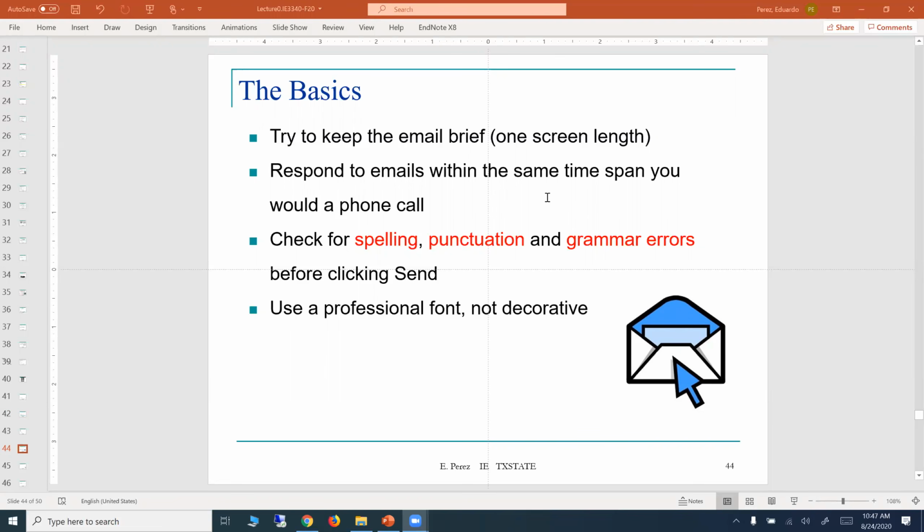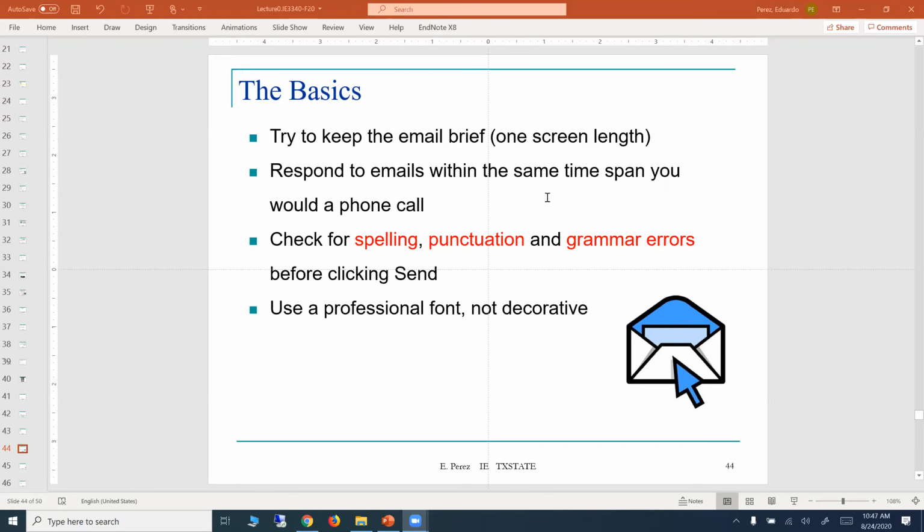But that will not happen unless it is really needed. The emails that you will get are class emails, same information for everybody. But if I send you an email to you independently, then that means that it's something important that needs to be addressed quickly. Use a professional font, not decorative.